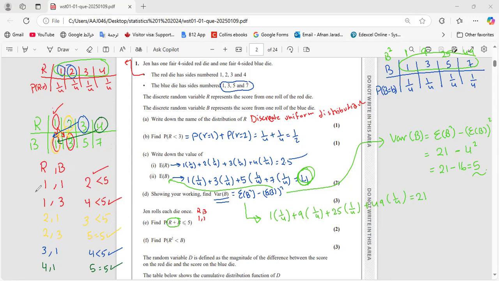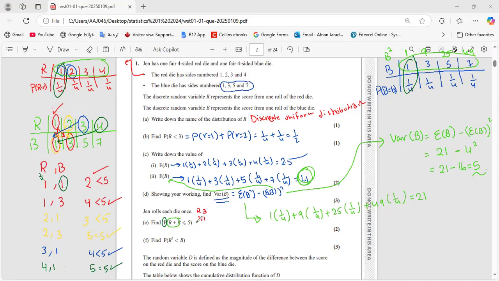So only these outcomes. The question is to find the probability. 1 has probability 1 over 4. The probability of 1 in red is 1 over 4. 1 for blue is also 1 over 4. What about 1, 3? 1 over 4, 1 over 4. 2 and 1, 1 over 4, 1 over 4 for each red or blue.